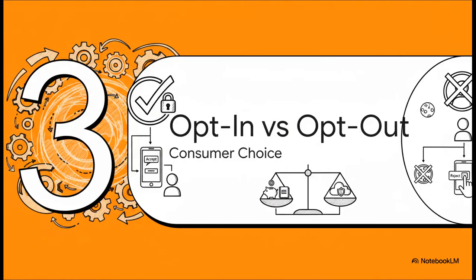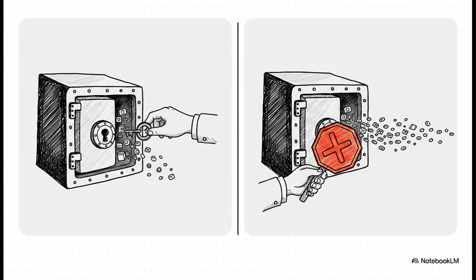Now on to Section 3, opt-in versus opt-out, consumer choice. We've talked a lot about the government. Let's talk about you. When an organization wants to use your data, U.S. law almost always circles back to this one idea, choice. But notice the massive difference between these 2 approaches.